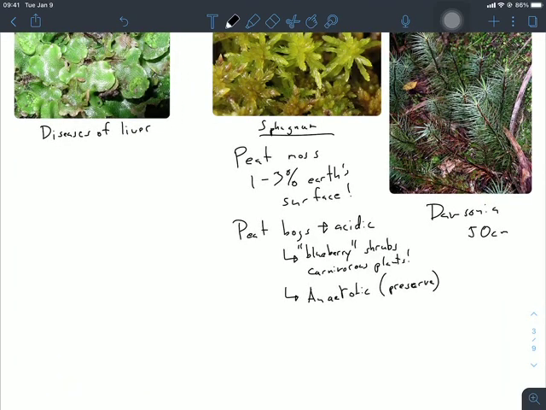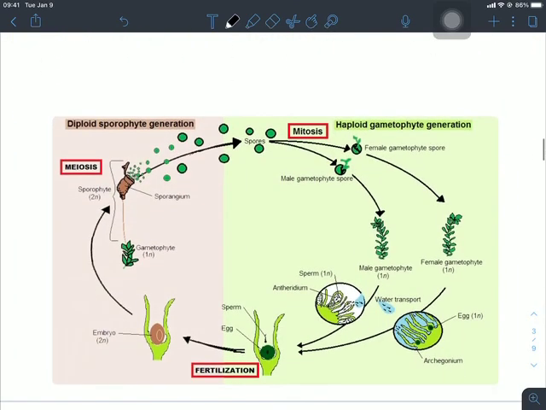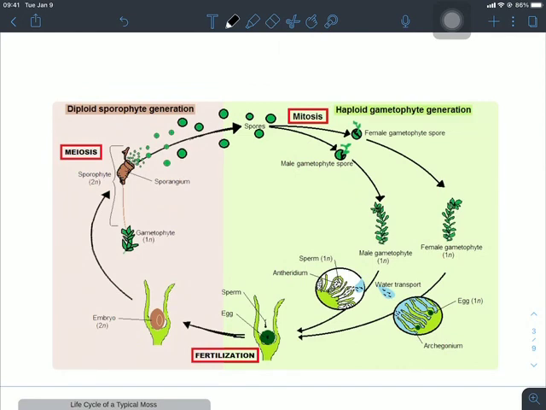So next up in our discussion is going to be to look over the process of alternation of generations in our mosses.